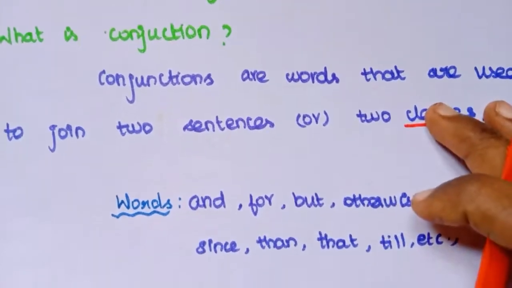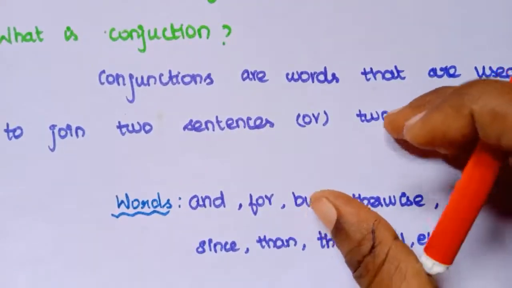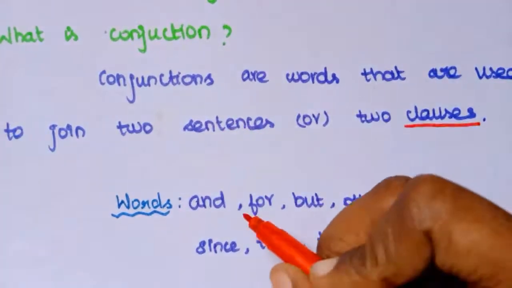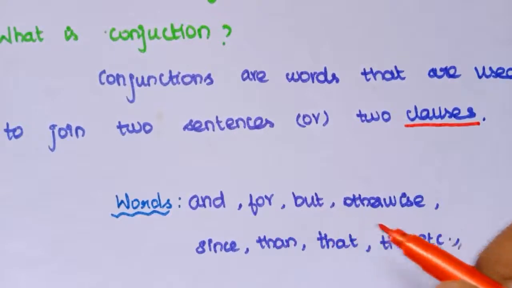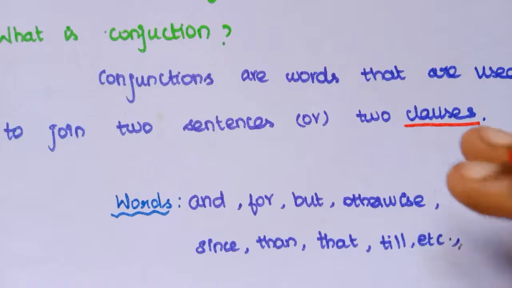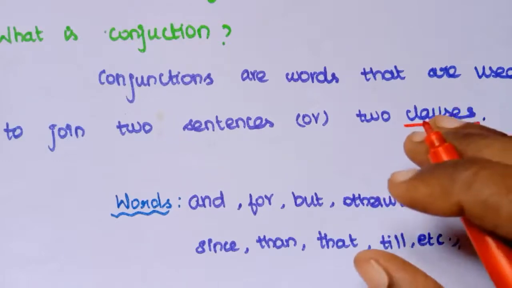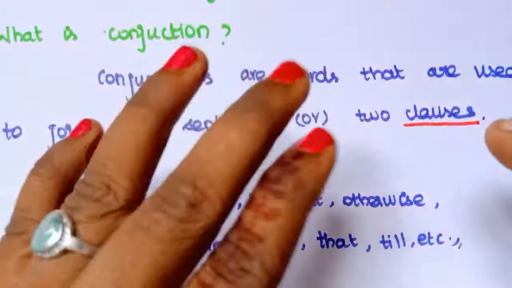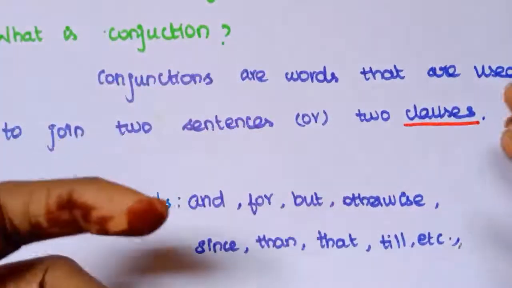Okay, fine. Now we are going to see what words are used as conjunctions. So what are all the words used here? And, for, but, otherwise, since, than, that, till, etc. These are all the words that are used as conjunction words, to join two sentences or two clauses. So what is a junction actually?